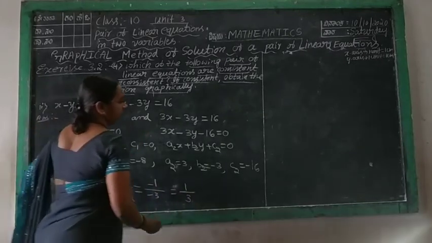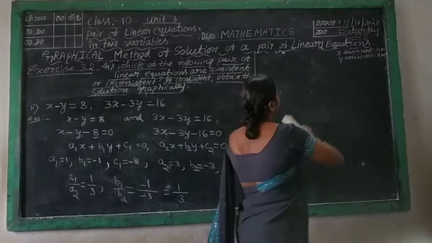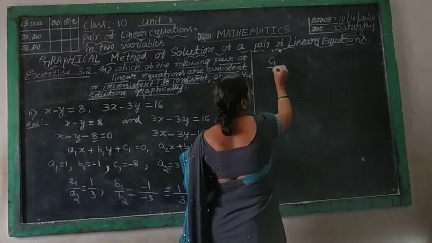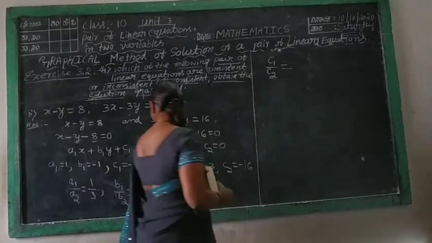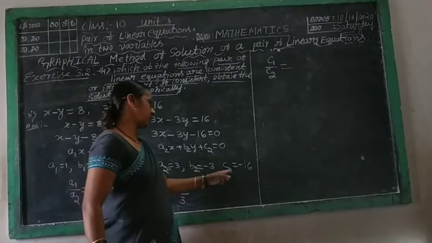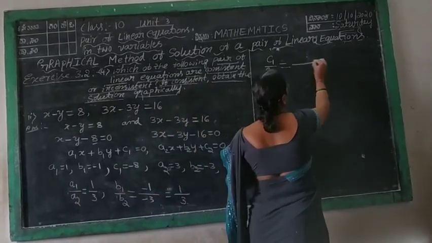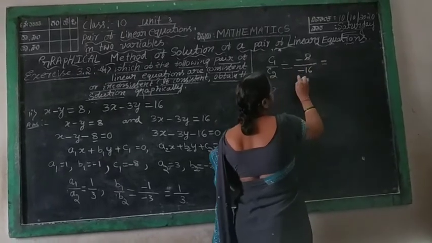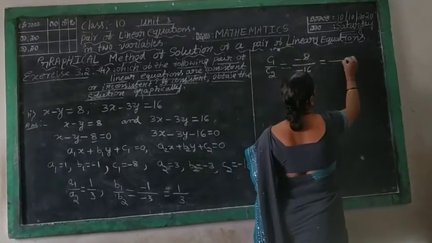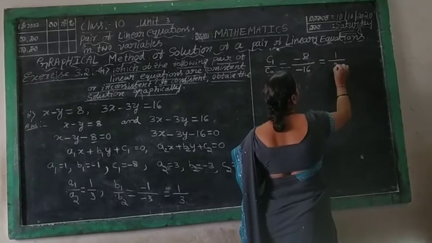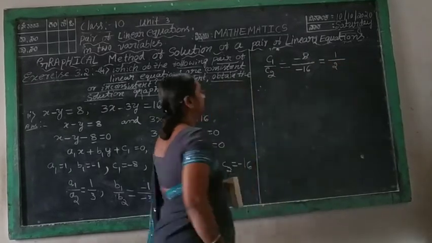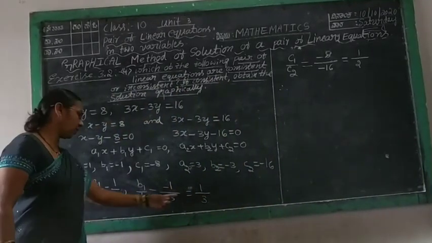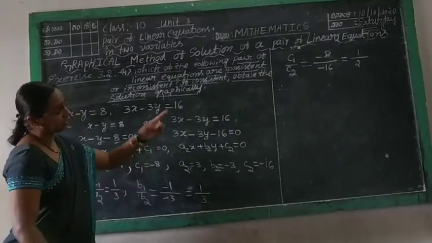Taking the ratio c1 by c2, c1 is minus 8 and c2 is minus 16. Minus and minus multiplied gives plus, so 8 ones are 8, 8 twos are 16. See here, the ratios a1 by a2 and b1 by b2 are the same, but the ratio c1 by c2 is different.